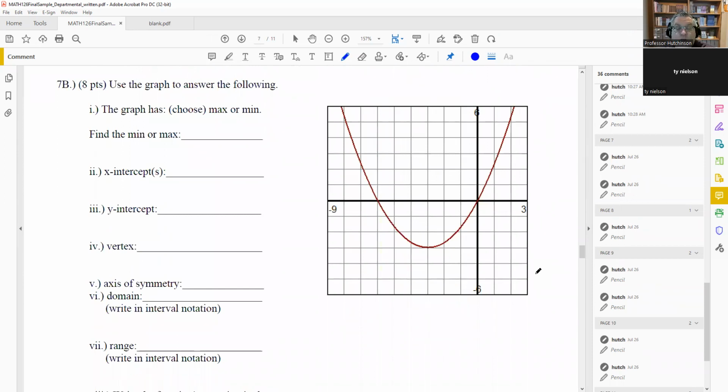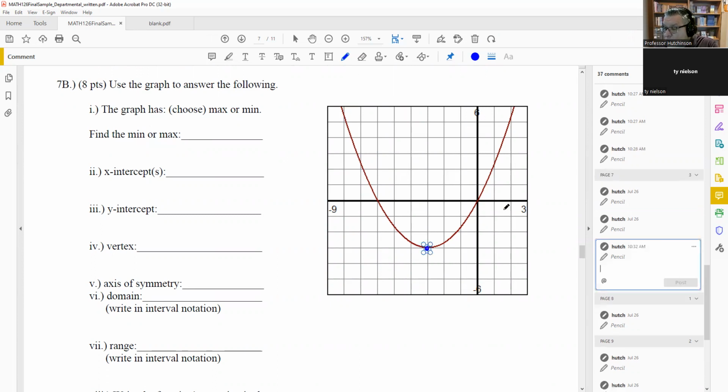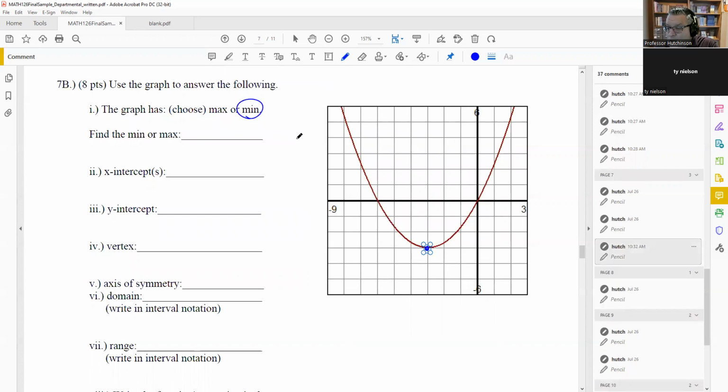All right, so 7 is our quadratic problem. So quadratic equation, some kind of quadratic function will be provided for you. It'll be drawn. All right, so we want to see if this has a min or a max. Well, if it's opening up, we can see here at this point, there is going to be the absolute lowest point on the graph. So we know we're going to have a min. So we want to find the min or max.